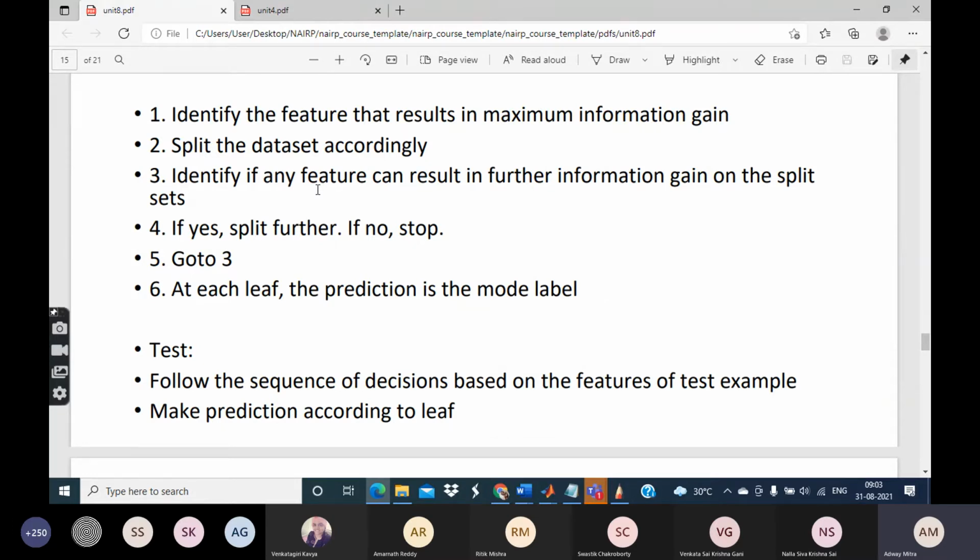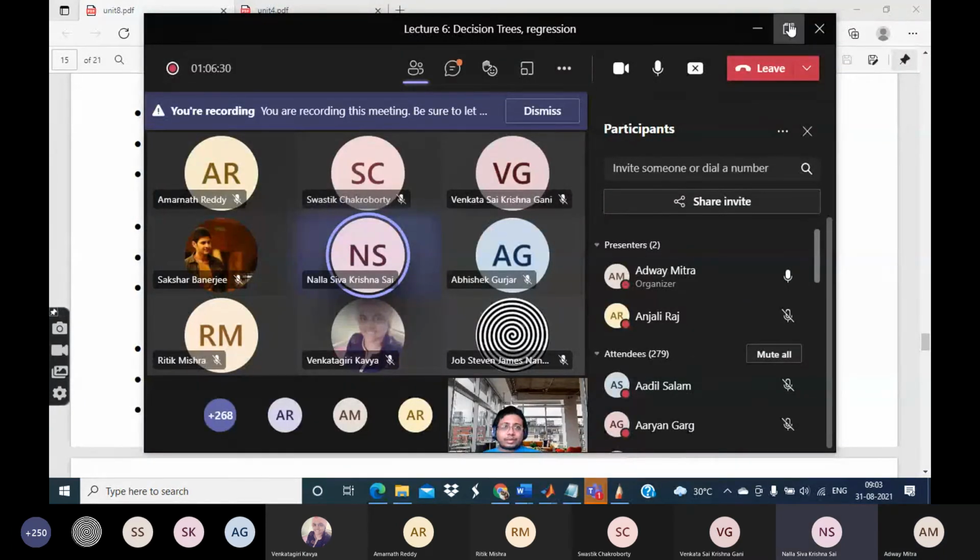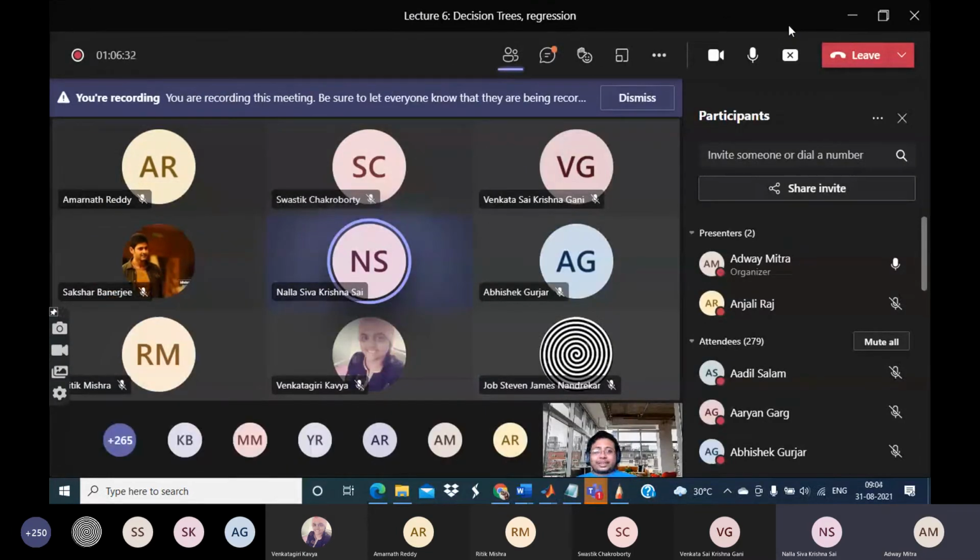Further information gain means, suppose there is some information gain, maybe 0.1, 0.2. What I really mean is whether there is a significant amount of information gain. If yes, then I will split. If no, then I will stop. So significant means what? Is there any measure, how much value? That is a threshold. That is a parameter which the users define. There is no strict measure on that.